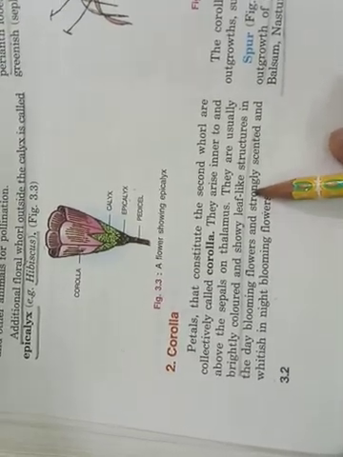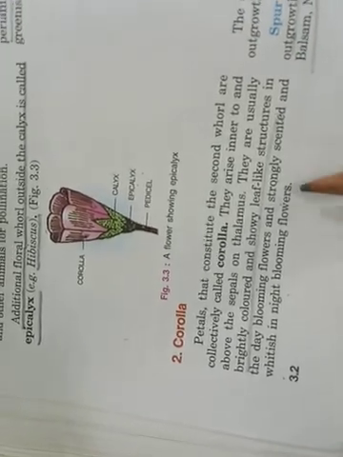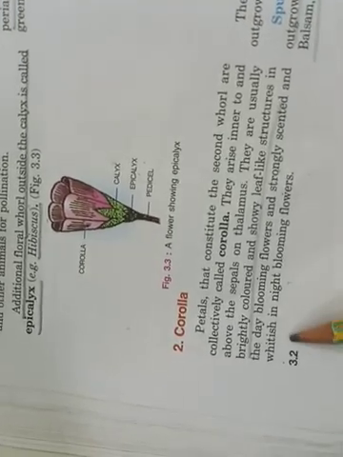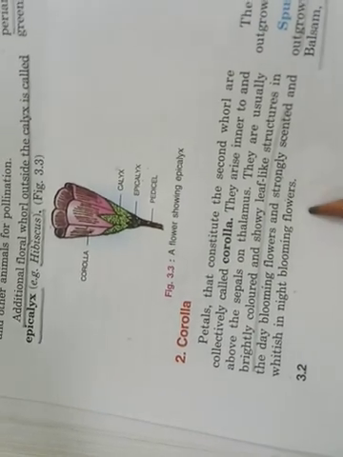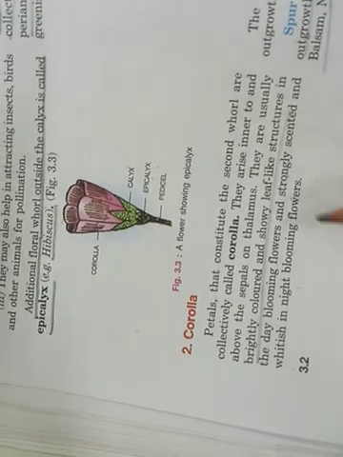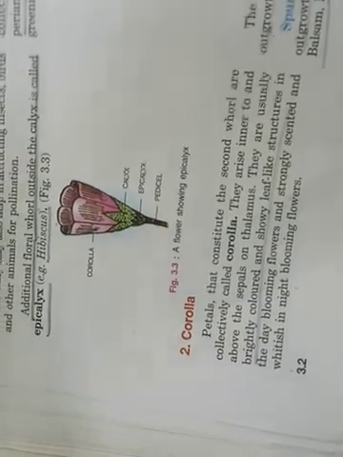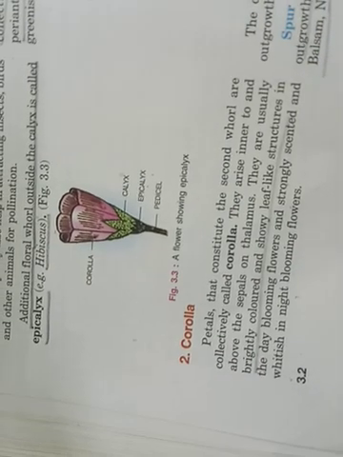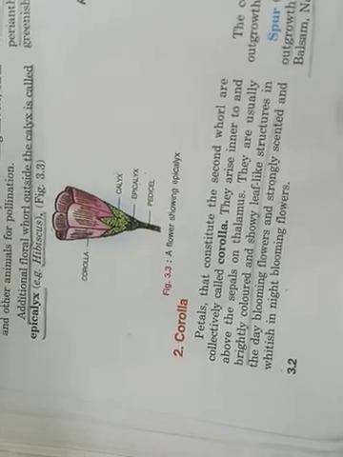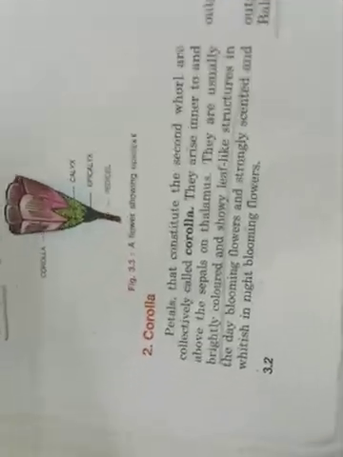Why are they brightly colored and showy? To attract the insects for pollination. And strongly scented and whitish in night blooming flowers. They are white in the night blooming flowers. These flowers which bloom during the night are mostly white and strongly scented. Why are they strongly scented? To attract the nocturnal animals for pollination.